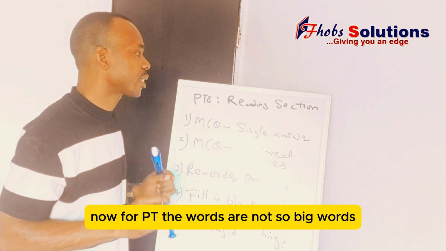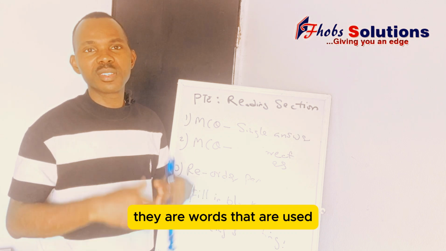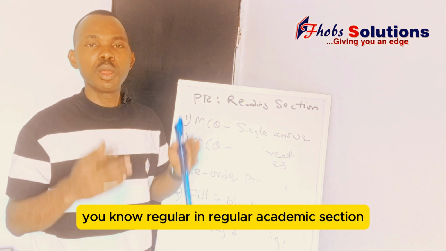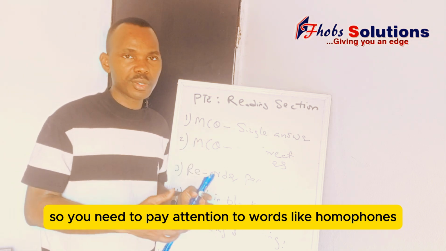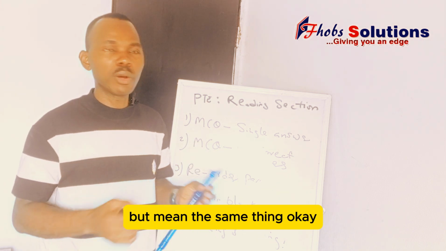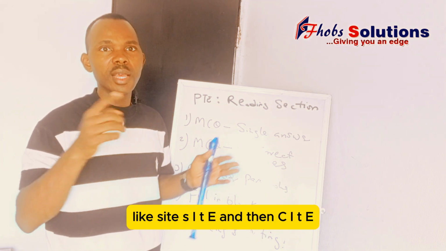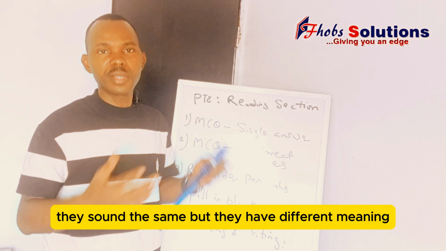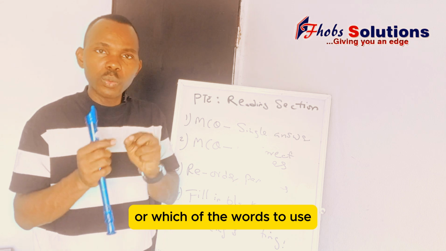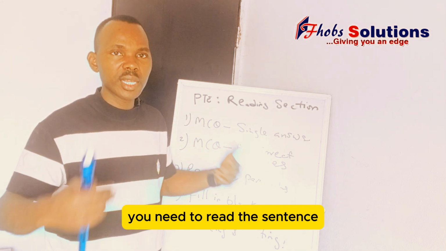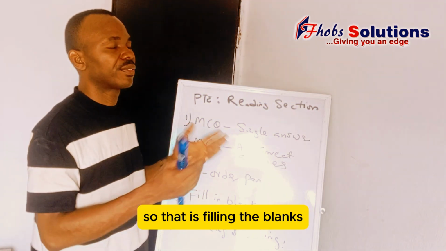Now, for PTE, the words are not so big. They are not so advanced words. They are words that are used in regular academic sections, but you need to pay attention to meaning. So you need to pay attention to words like homophones, that is, words that sound similar but mean different things. Like site, S-I-T-E, and cite, C-I-T-E. These words sound the same, but they have different meanings. For you to know which of the words to use, you need to read the sentence and understand what is being said. Thereafter, you know which of the words to choose. So that is fill in the blanks.